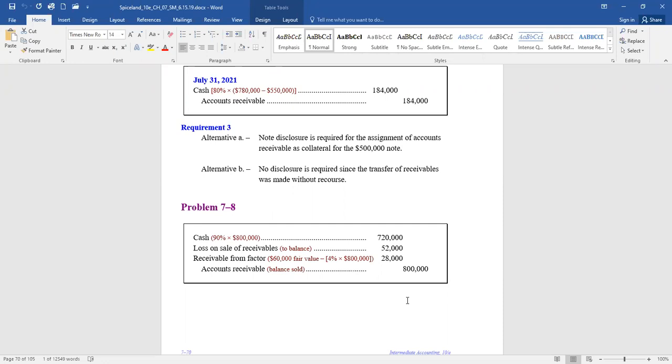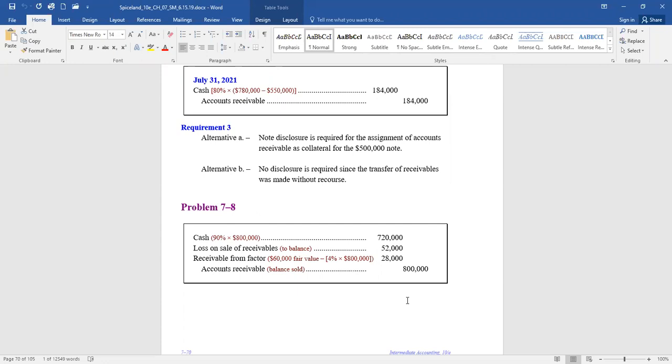What's the other 28,000 there that you see, receivable from factor? Because this is Samson's journal entry. As we discussed in the chapter, once a company, Samson, sells their receivables, they don't have an asset called accounts receivable on their books anymore.